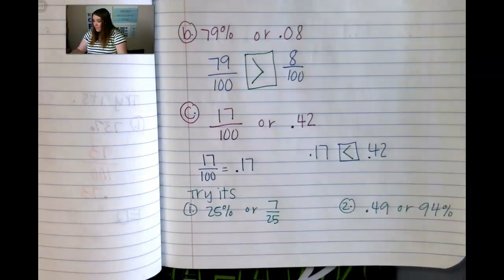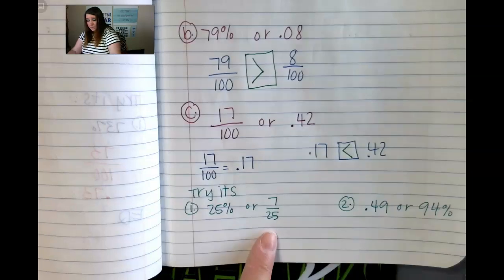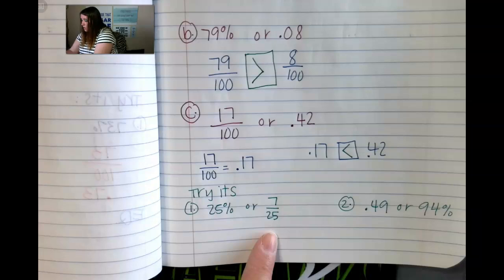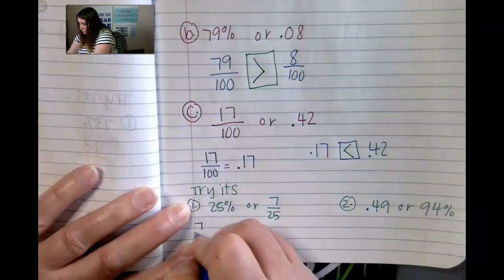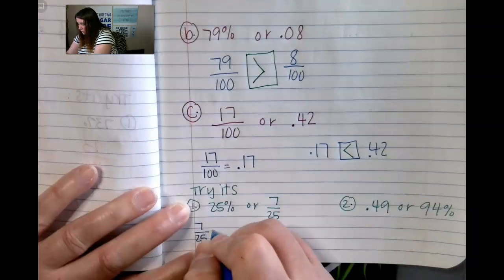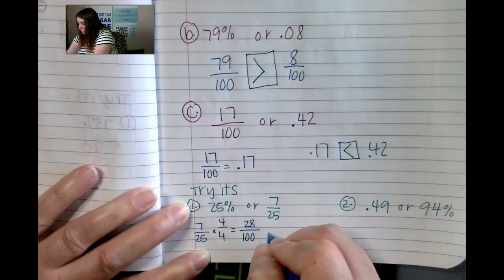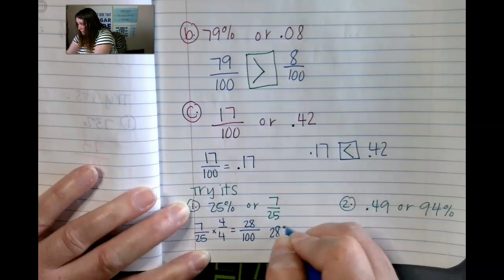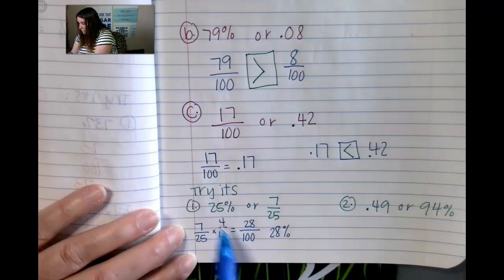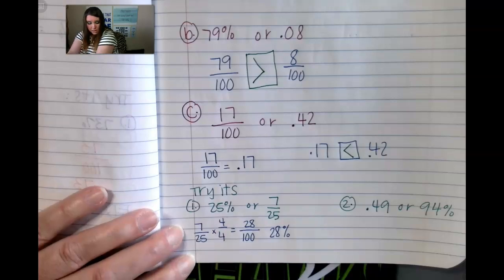All right. Again, I'm going to do percentages here because for me, that's what I see and that's easiest. So 7/25ths, I know that if I multiply by 4 over 4, I get to 100. And that gives me 28 over 100 or 28%. Okay, now I can compare 25% and 28%.